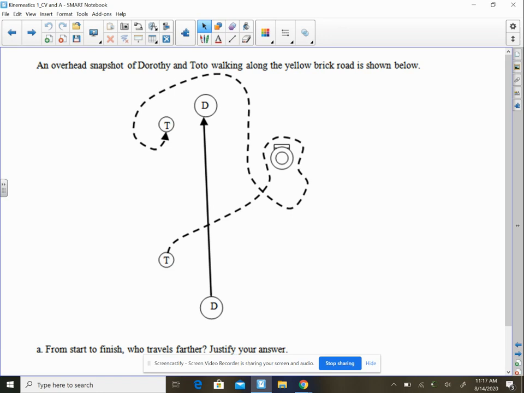who traveled farther? If you said Dorothy, you're correct. If you said Toto, you are correct. The reason is that farther is maybe not specific enough. So let's define a few terms that we're going to use this year.